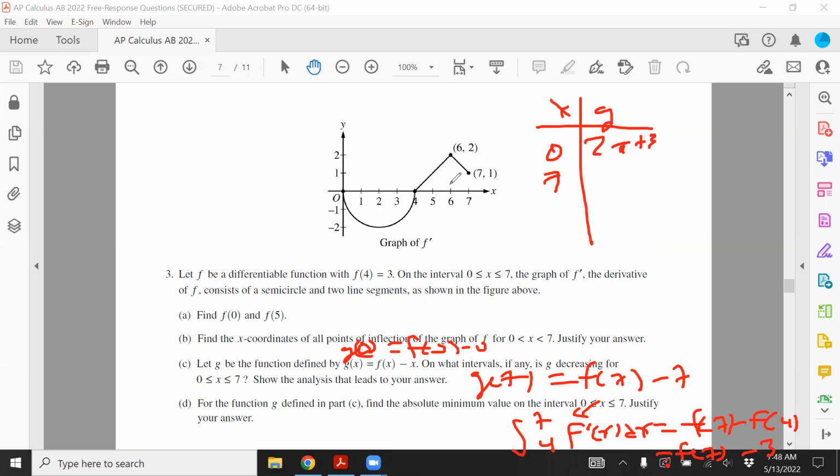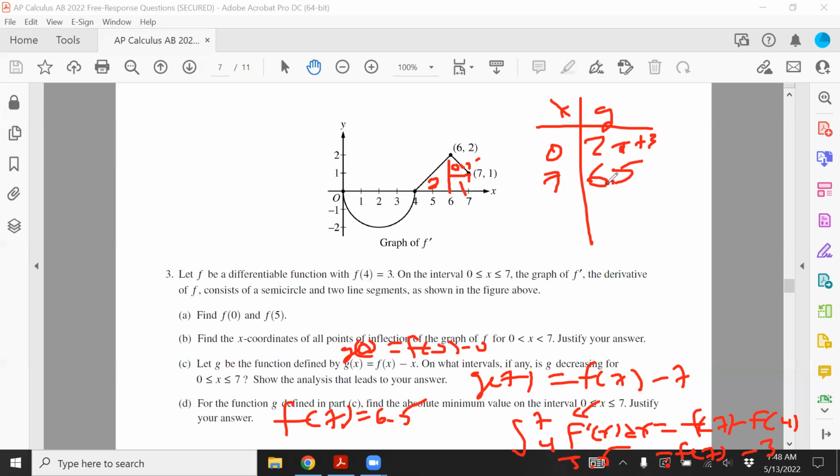And then for the area from 4 to 7, we have a right triangle, a square, and another right triangle. That right triangle is going to be 2, I believe. That's going to be 0.5 and 1, so you get 3.5 for that area. So f of 7 will be 6.5. So you have to do some work for that one.